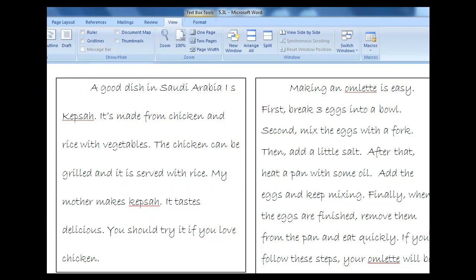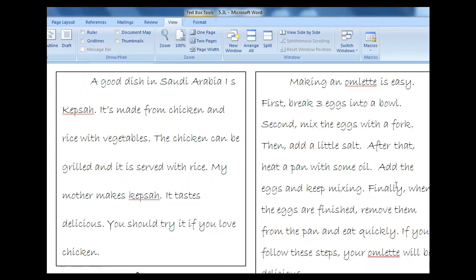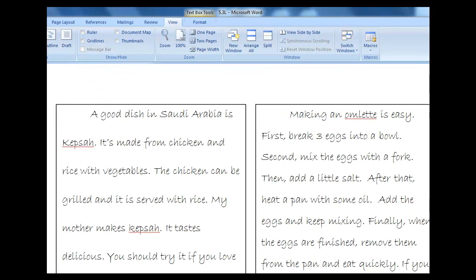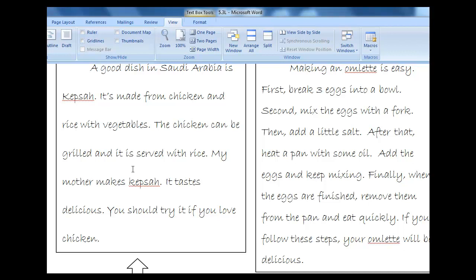And now let's have a look. So we've seen 2 paragraphs. A good dish in Saudi Arabia is kebsa. It's made from chicken and rice with vegetables. The chicken can be grilled and it is served with rice. My mother makes kebsa. It tastes delicious. You should try it if you love chicken. So what we have is a definition paragraph. That's the kind of paragraph.